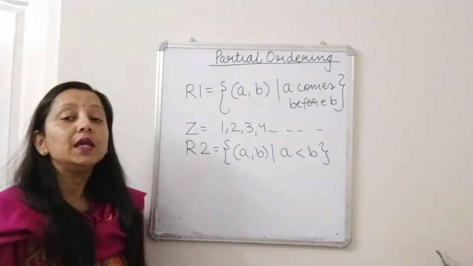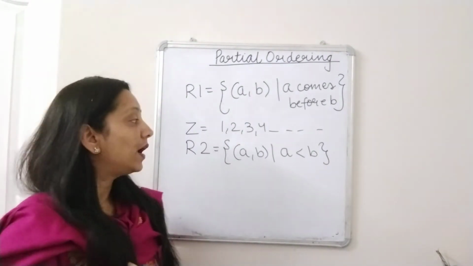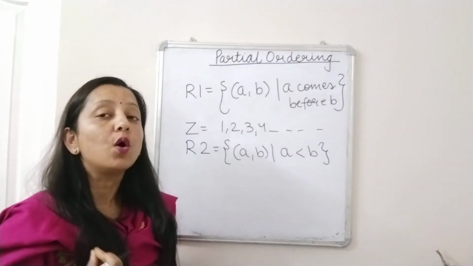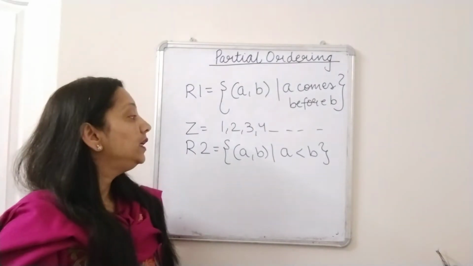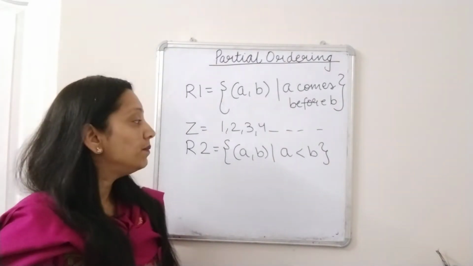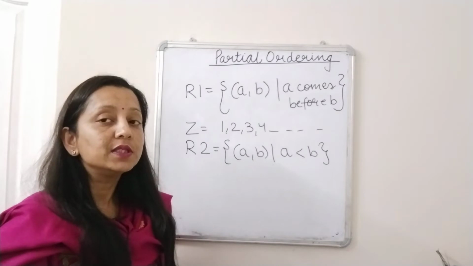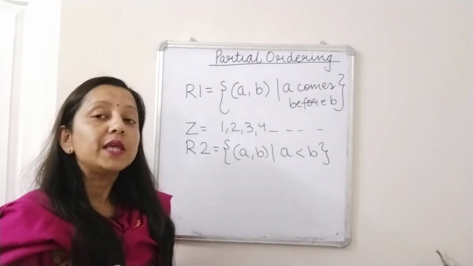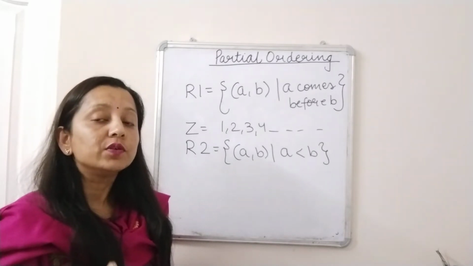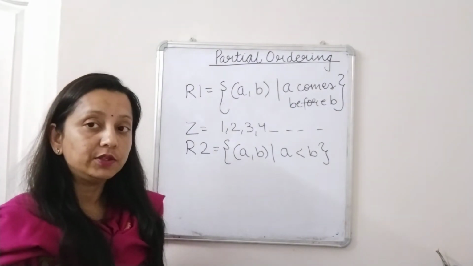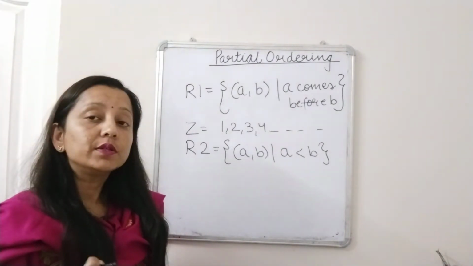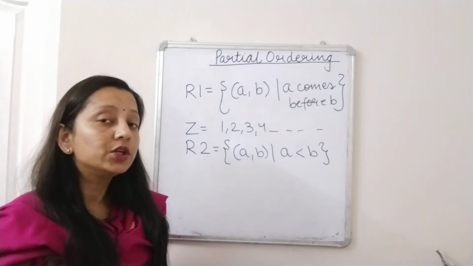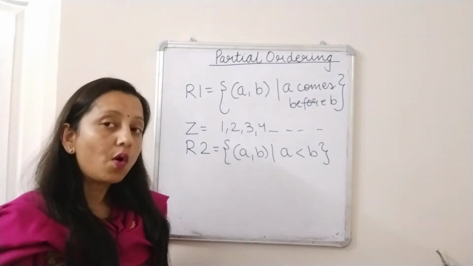So again, if you look at this relation, you will find that it is helping us in ordering the integers. It is helping us in ordering all the integers in such a way that the first integer is always less than the second integer. The second integer is always less than the third integer, and so on.